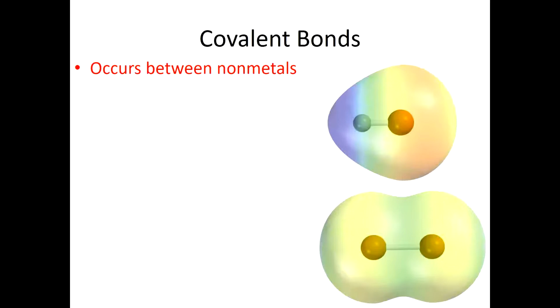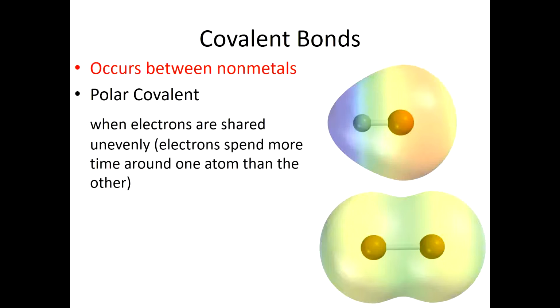Now, they have two options. They can either share those electrons equally or unequally. So we have two types of covalent bonds. You have polar covalent. That's when electrons are shared unequally. Now, for this, I want you to remember our discussion about electronegativity. Electronegativity is when you have two atoms that are bonded together, and one of those atoms has a stronger pull on the electrons than the other one.